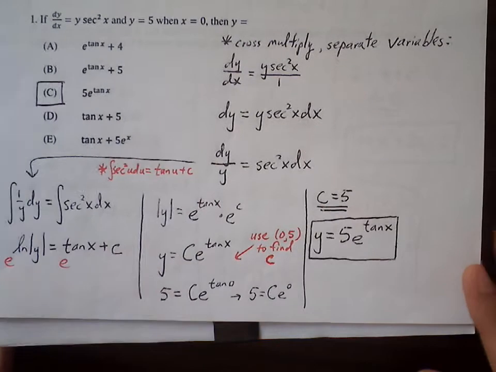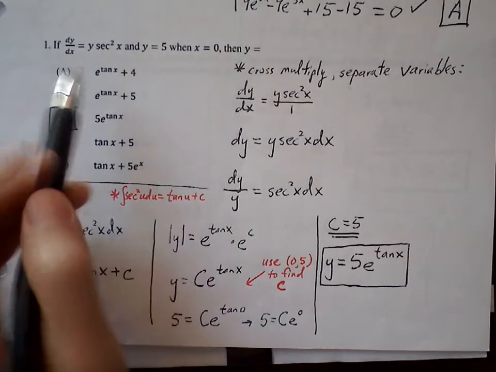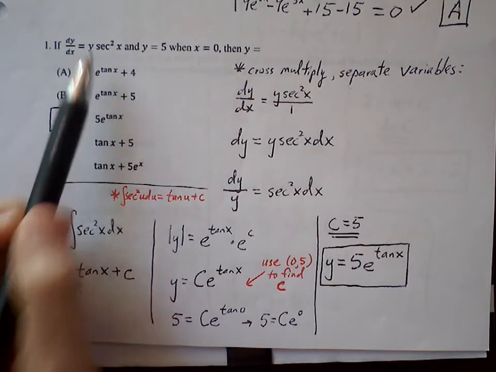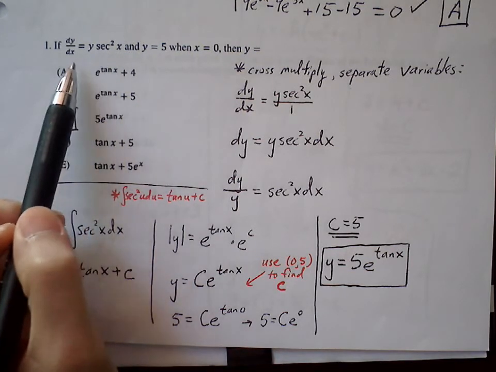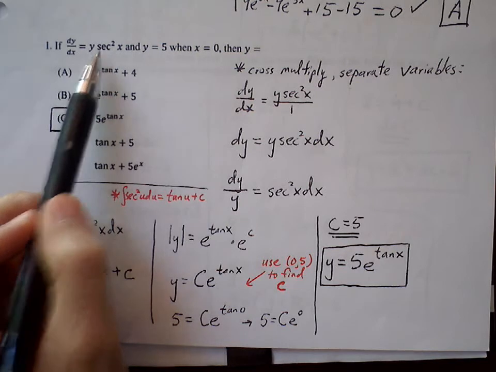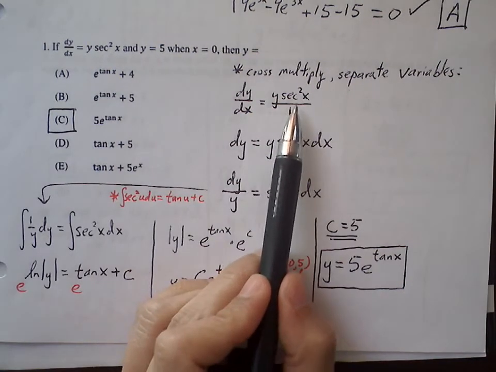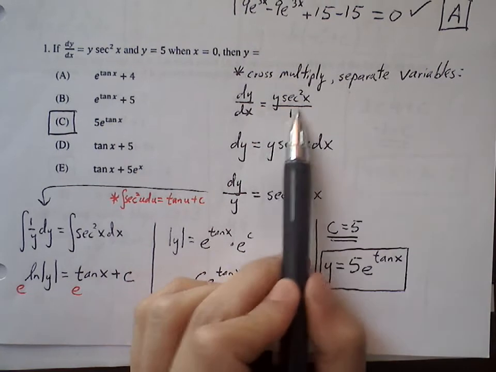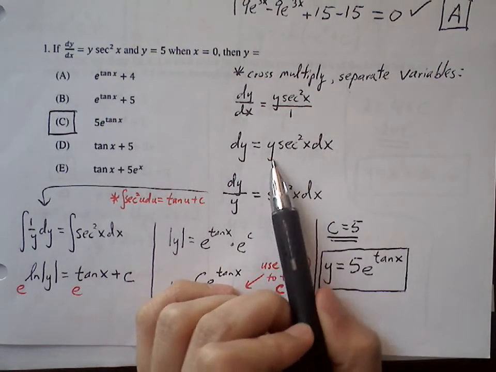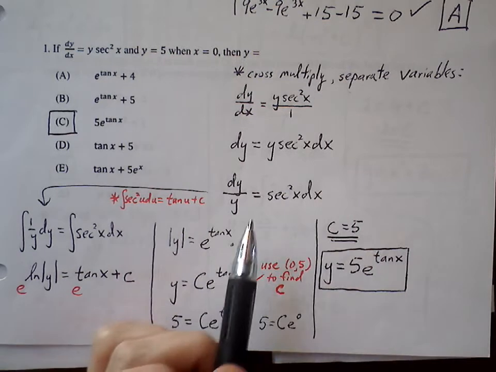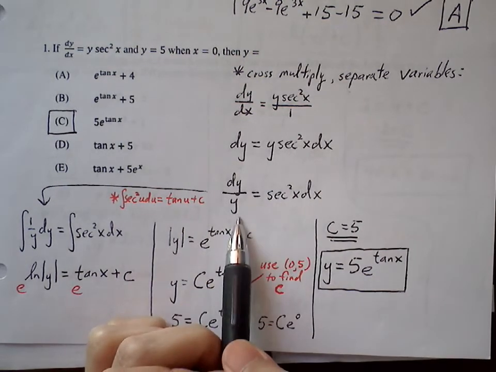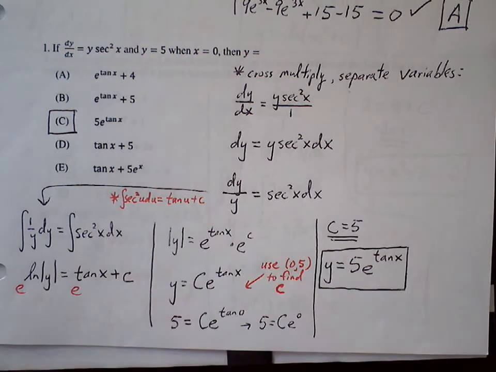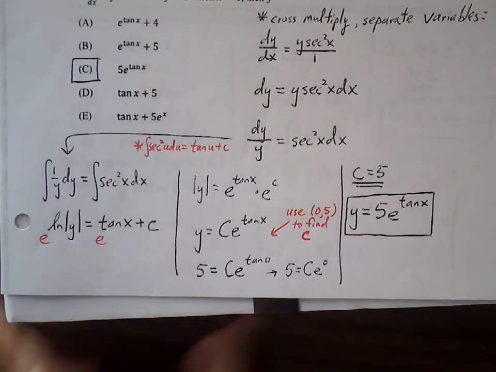All right, so we have a differential equation here. We're going to find the appropriate solution by cross multiplying. So I'm going to rewrite that y secant squared x as y secant squared x over 1. Cross multiply here, I get 1 dy is equal to y secant squared x dx. Divide both sides by y. So I have 1 over y dy equals the integral of secant squared dx.